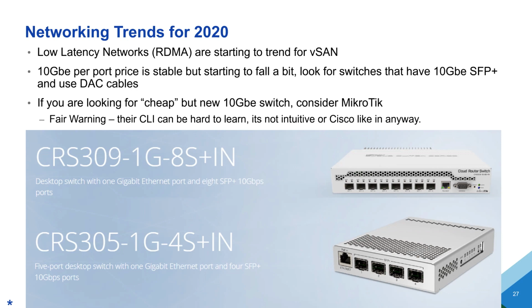I think the switch on the top, which is 8 ports of SFP+, you can get for right around maybe $250-ish. The one on the bottom, which is four ports, is going for like $100, $115. So if you just need a quick 10 gig network to get up, nothing fancy, no frills, you might consider MikroTik. Fair warning, their CLI is not intuitive. It's not like Cisco or any other CLI. It can be a challenge.